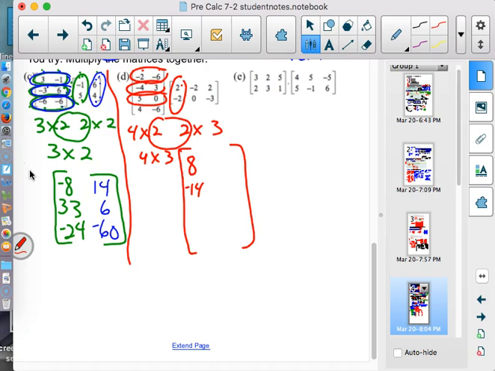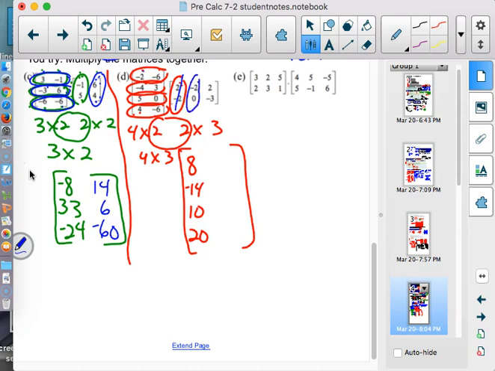10 and 0. 8 and 12. And we have our first column for our resultant matrix. Resultant just means our answer as we're going through it. All right, pick a different color here. Done with column 1, go to column 2.